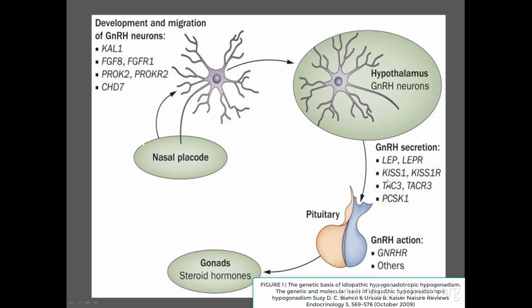And then there are the genes which are sort of downstream of that. Once the GnRH neurons get where they belong, they have to make GnRH, and they have to activate the pituitary, and therefore GnRH receptor mutation would explain isolated hypogonadotropic hypogonadism without any of these midline defects or anosmia. And there are a lot of other genes which would do the same.